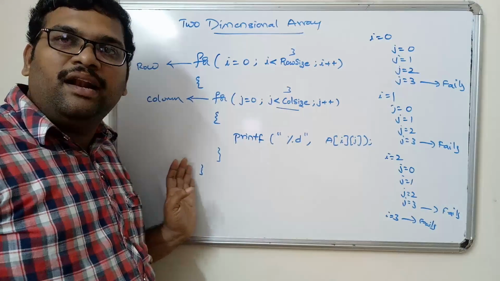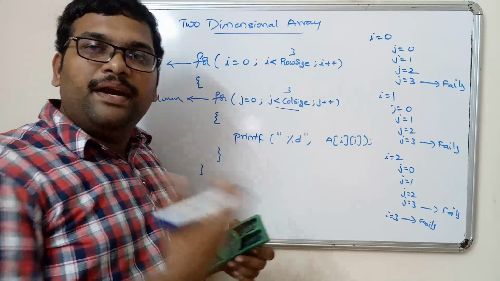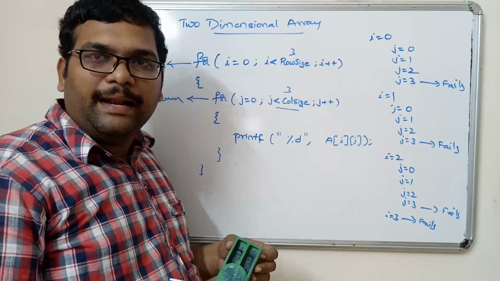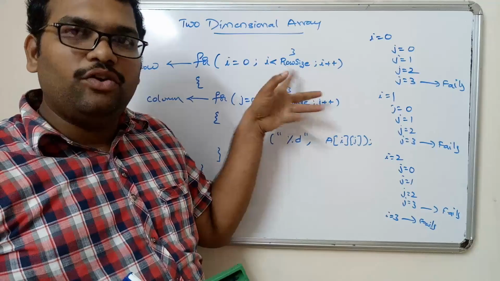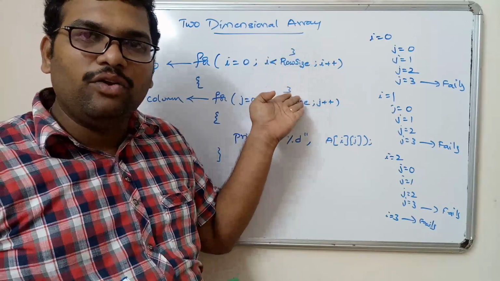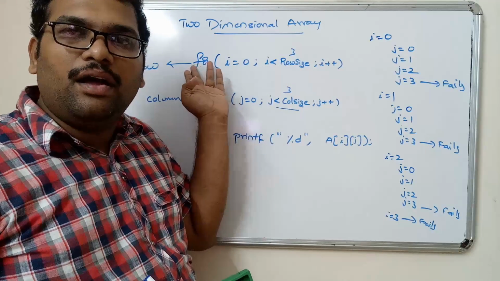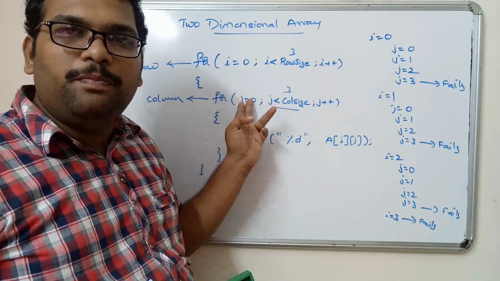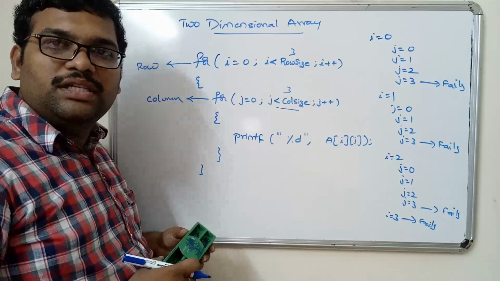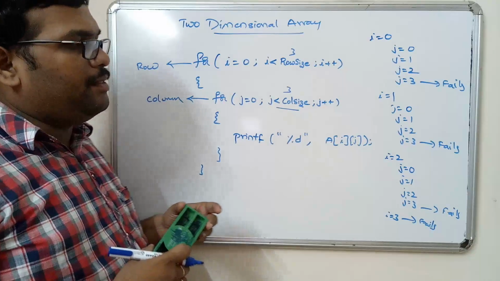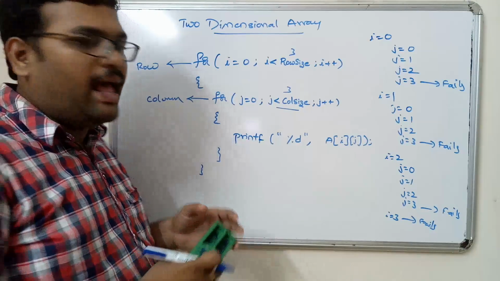So in this way we can read the elements into a two-dimensional array and print them. For this we have to use two different loops, so nested loops. This is called a nested loop. We are writing a loop inside a loop. The outer loop is for the row, and the inner loop is for the column. Hope you understood this. Let us write a program to read and write the elements of a two-dimensional array.